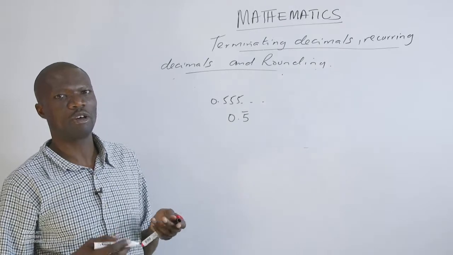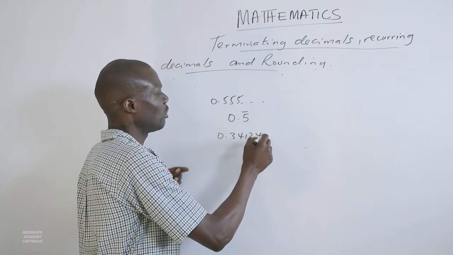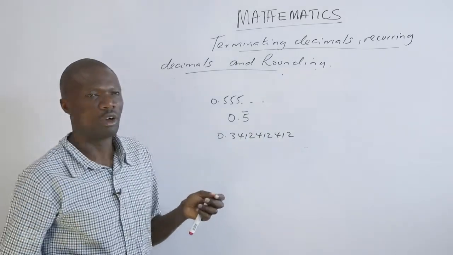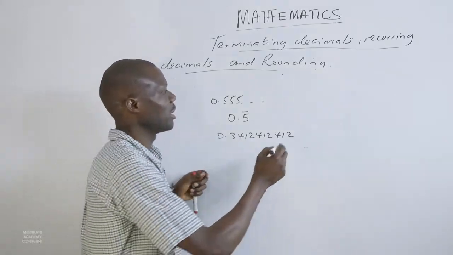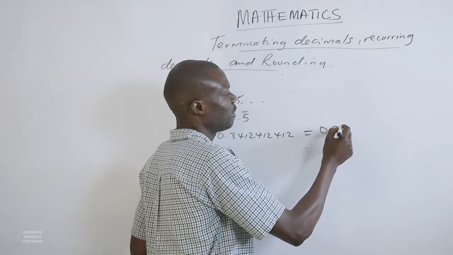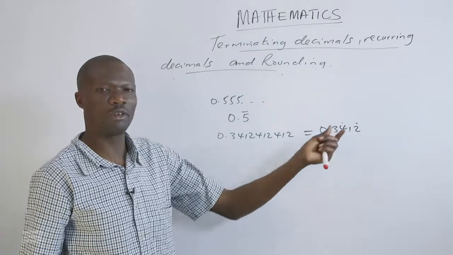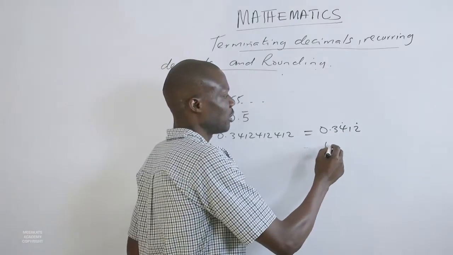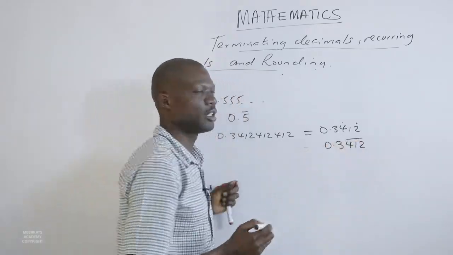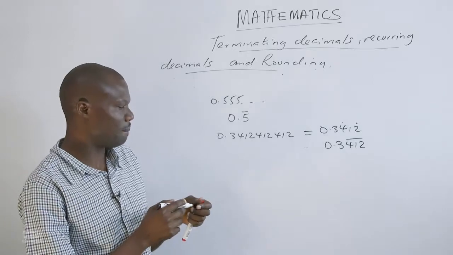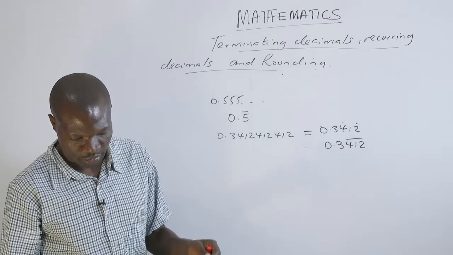If we have got a pattern of certain numbers recurring, for example, 0.3412412412412, 3 is not recurring, but 412412412 is recurring. Instead of having 0.3412 with 2 dots there to show the start and the finish, we can also use a bar, 0.3 and 412. The recurring digits we place a bar above them. We shall have shown that these digits are recurring.